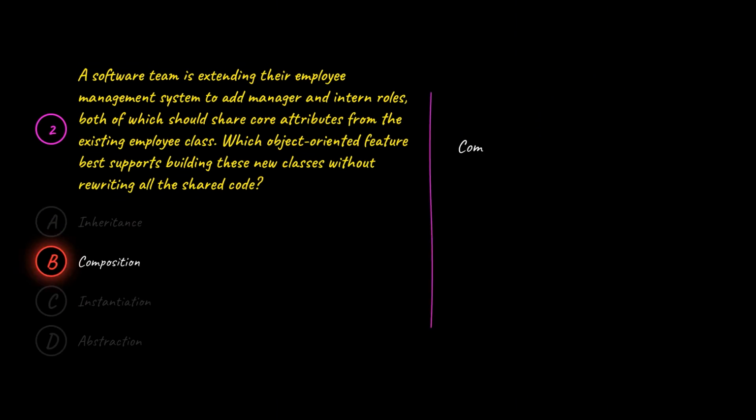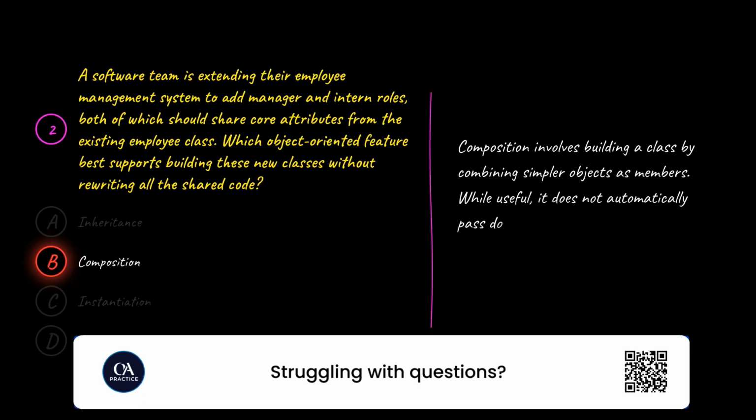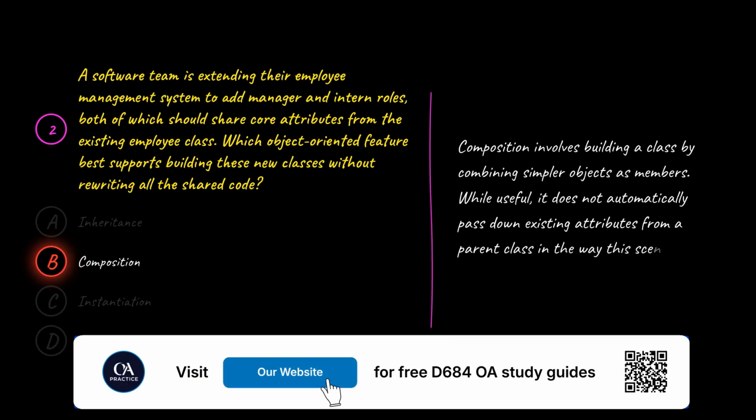B is wrong because composition involves building a class by combining simpler objects as members. While useful, it does not automatically pass down existing attributes from a parent class in the way this scenario requires.